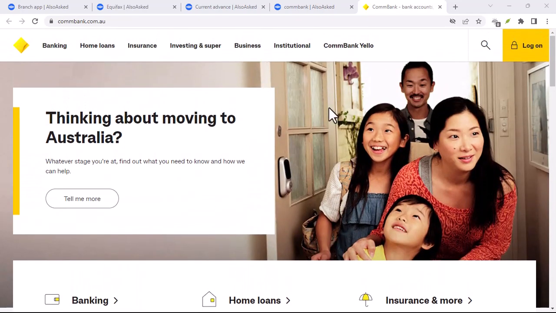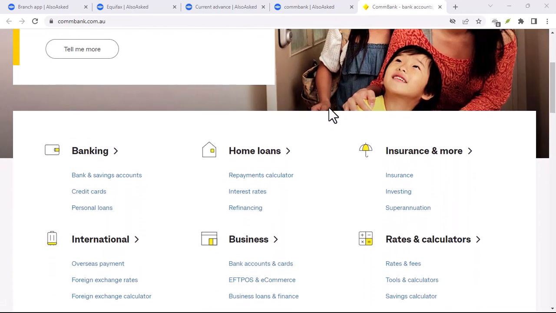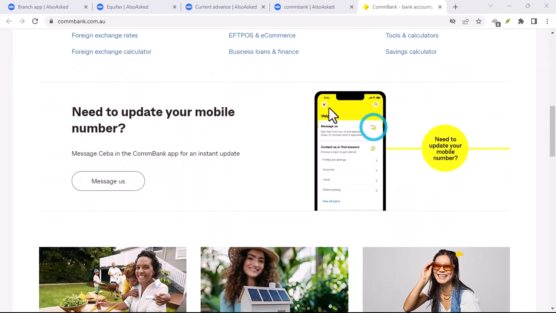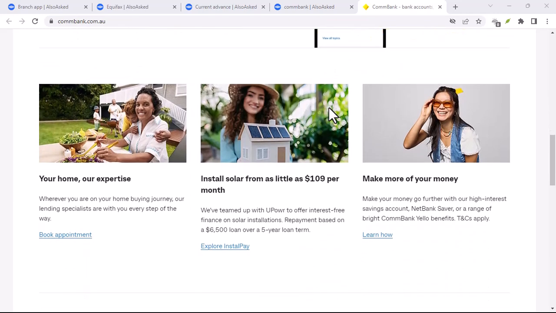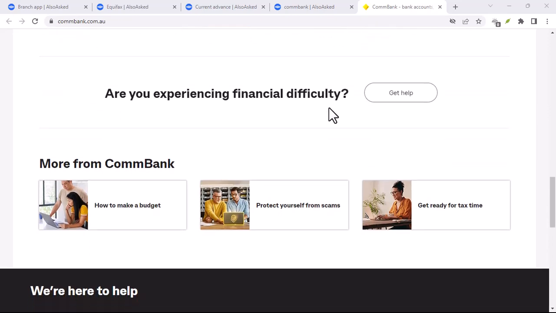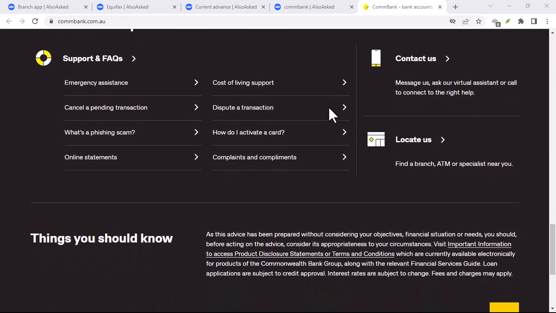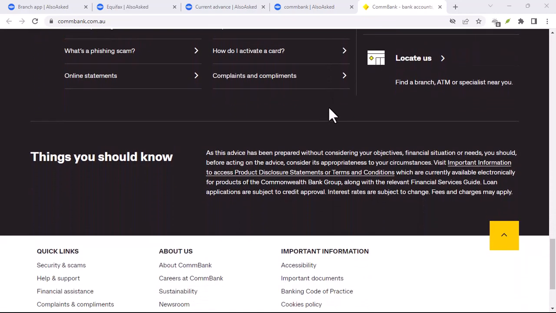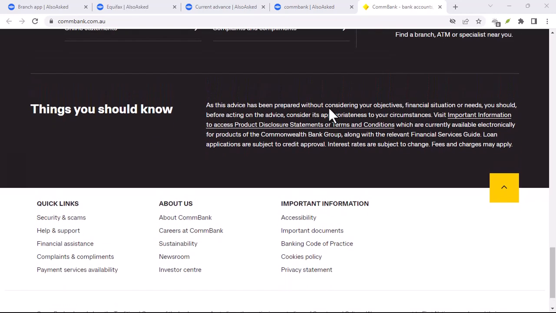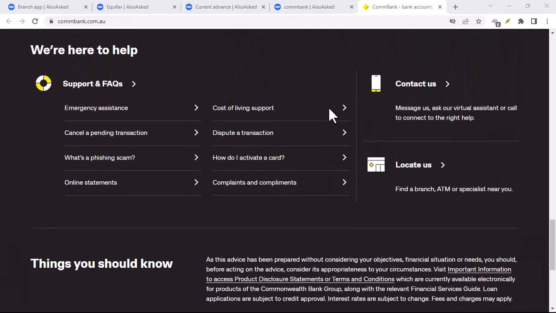Choose the right account. One of the most effective ways to avoid Commbank fees is to select an account that aligns with your needs and spending habits. Commbank offers a range of accounts, each with its own fees and benefits. Consider factors such as monthly fees. Some accounts have no monthly fees, while others charge a flat fee or a fee based on your account balance. Transaction limits. If you're a frequent user, look for an account with high transaction limits to avoid fees. Interest rates. If you're looking to earn interest on your savings, compare the interest rates offered by different Commbank accounts.